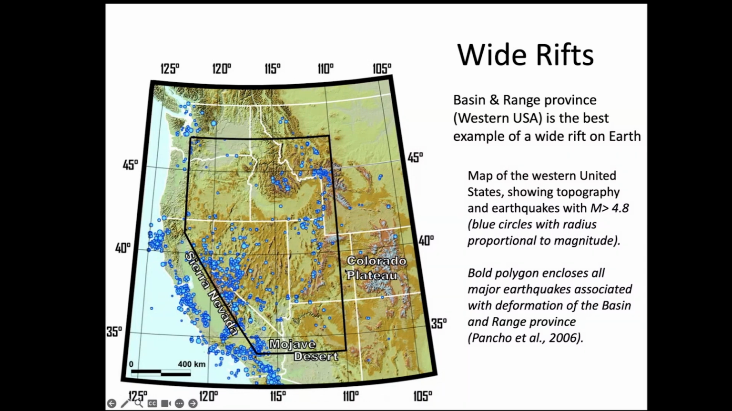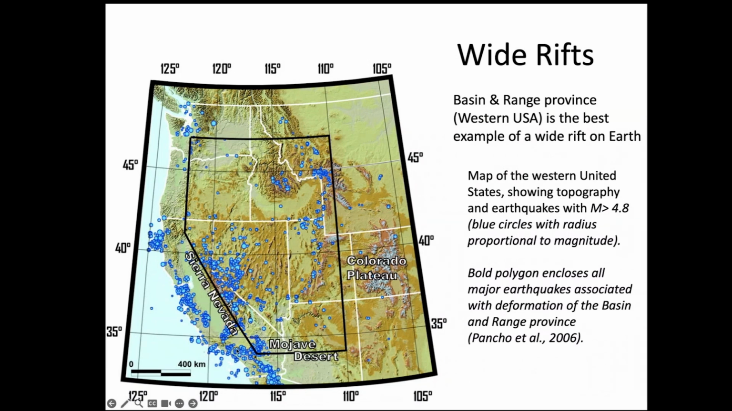So this is a topographic map with lots of earthquakes. And what you can see is the Basin and Range itself is not very seismically active, which tells us immediately that it's not tectonically very active, but its margins are. And of the two margins, the western margin and the eastern, the western margin is much more seismically active.